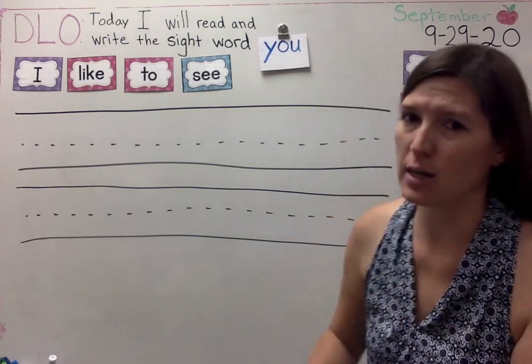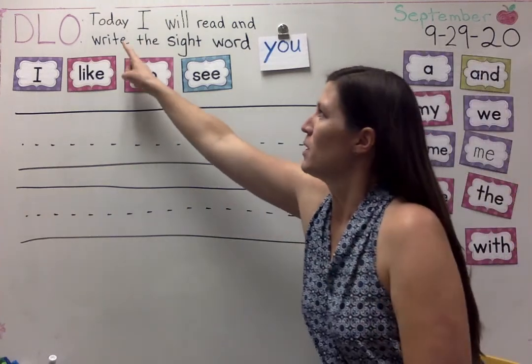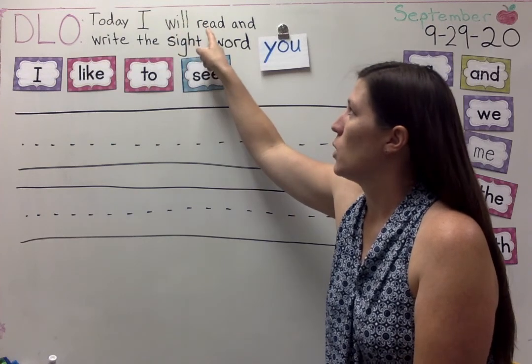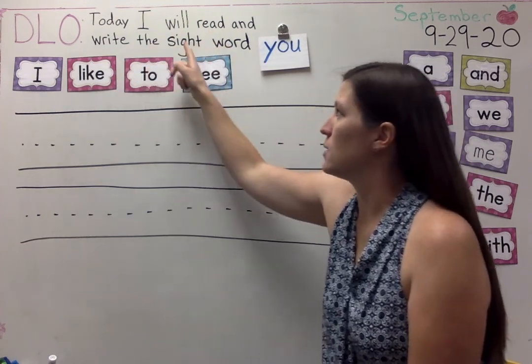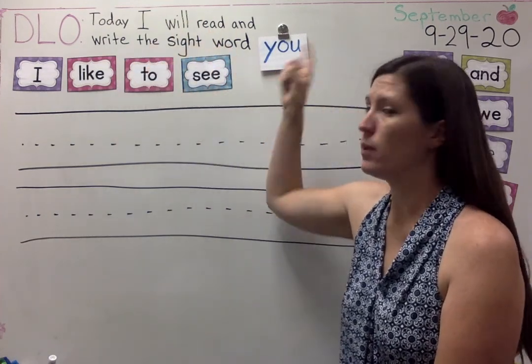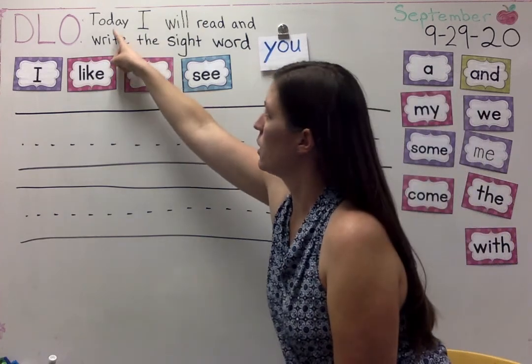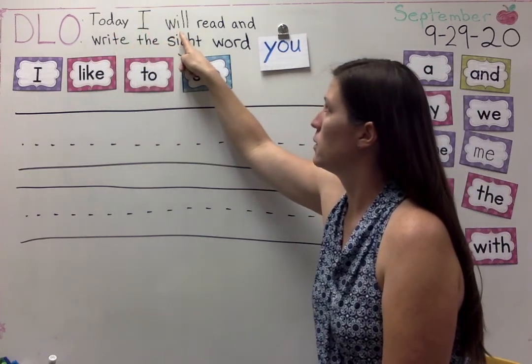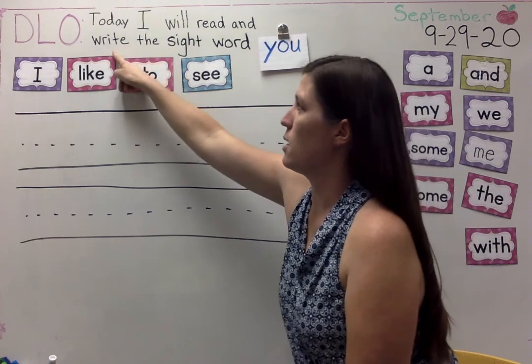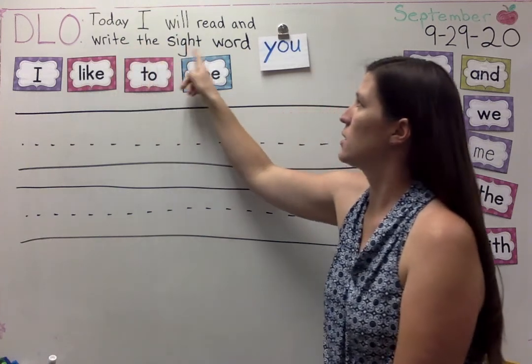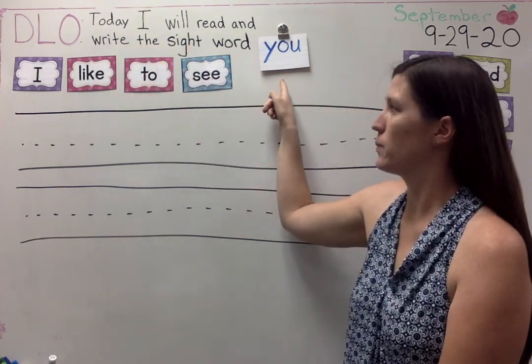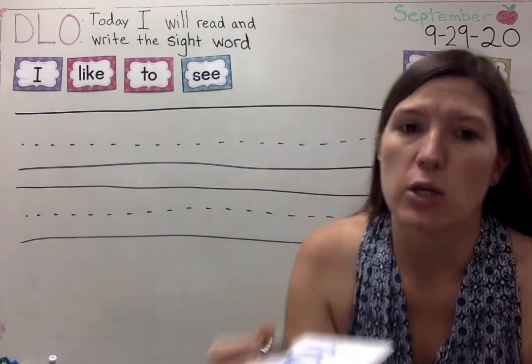Okay, here we go. DLO, our daily learning objective. Today I will read and write the sight word you. Now it's your turn. Today I will read and write the sight word you. So let's take a look at you.